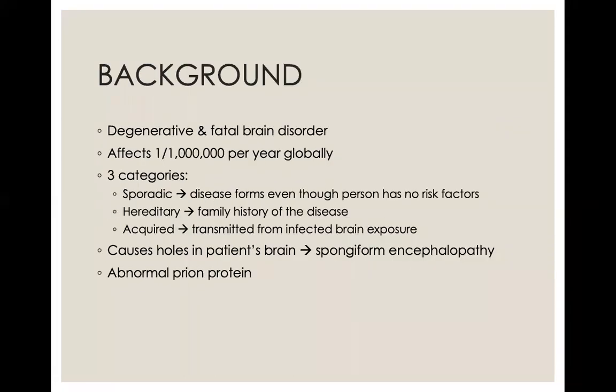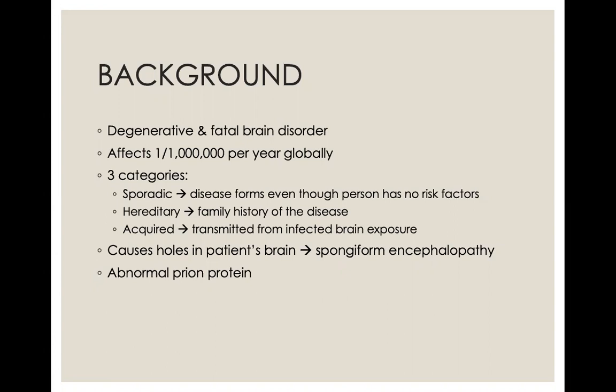According to the National Institute of Neurological Disorders and Stroke, Creutzfeldt-Jakob disease is a degenerative fatal brain disorder. It is a very rare condition that affects approximately 1 person in 1 million per year globally. The US is afflicted with 300 of these cases per year. And there are 3 categories that the disease is split into. The first one is sporadic, hereditary, and acquired.